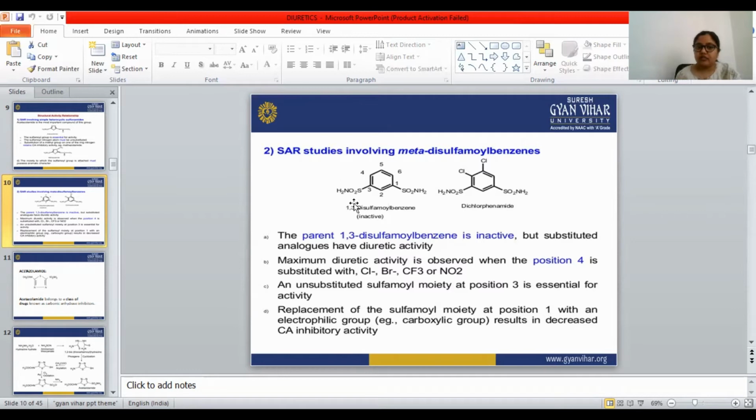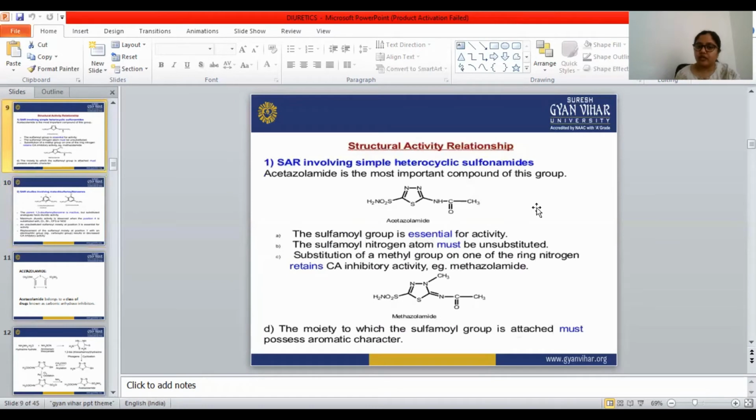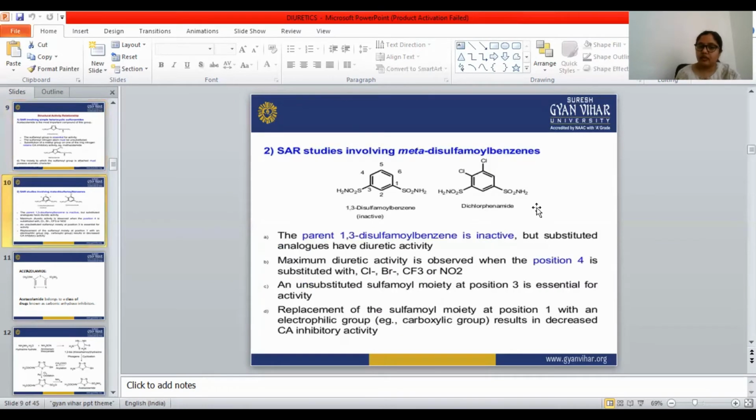And this third position sulfamyl group must be unsubstituted for the proper or maximum diuretic activity. Replacement of this sulfamyl group with a carboxyl group decreases the carbonic anhydrase inhibitory activity. So these are the SAR of the heterocyclic sulfonamide and the meta-disulfonyl benzene group.